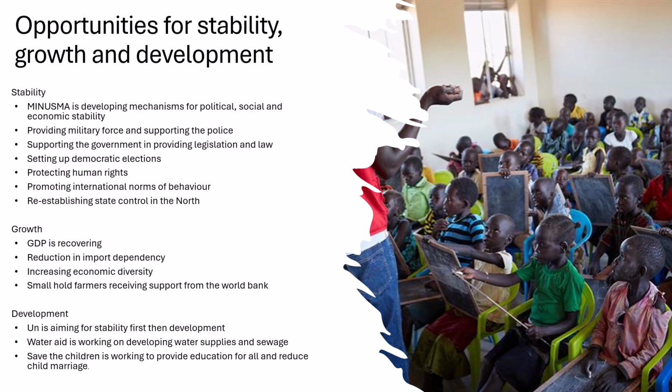In terms of development, the United Nations is aiming for stability first, then development. Development will only come once we have stability. WaterAid is a charity that's working on developing water supplies and sewage, and Save the Children is working to provide education and address issues like child marriage and inequalities. So there is some development, but it's limited. The provision of stability is important first before you will experience growth and development.